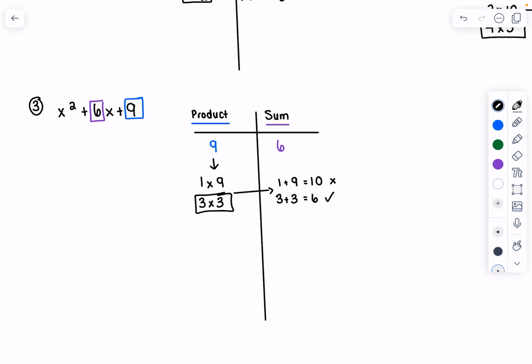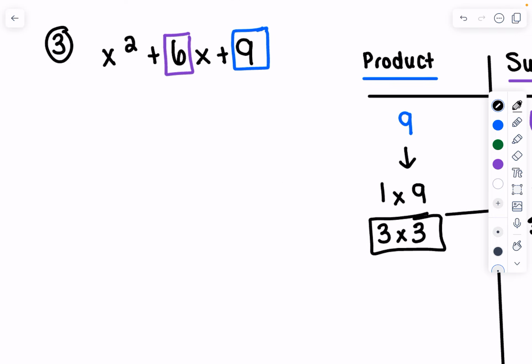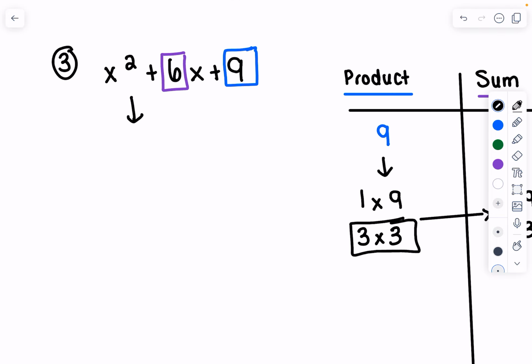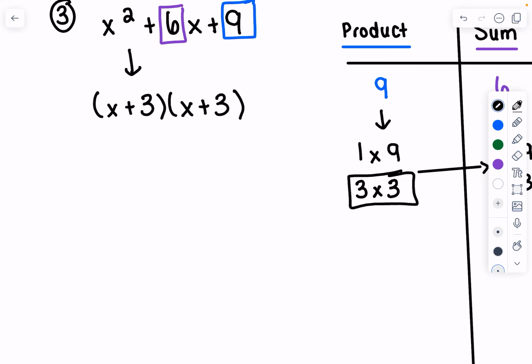Okay? So when we're popping it into our factored form, it's basically a repeated bracket. So it's going to be x plus 3 and x plus 3. In our course, feel free to leave it like that. Okay, we have the same factor twice, so that's a quiz question again.